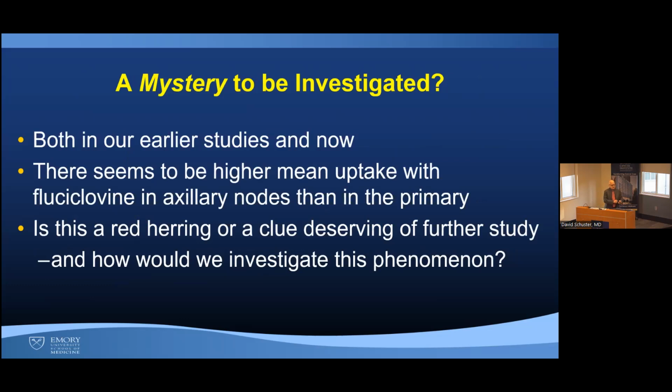So I think the most intriguing thing here to me, this mystery to be investigated, is that both in our earlier studies and now, there seems to be higher mean uptake of fluciclovine in axillary nodes than in the primary lesion. So is this a red herring, or is this a clue deserving of further study? And how should we investigate this phenomenon?